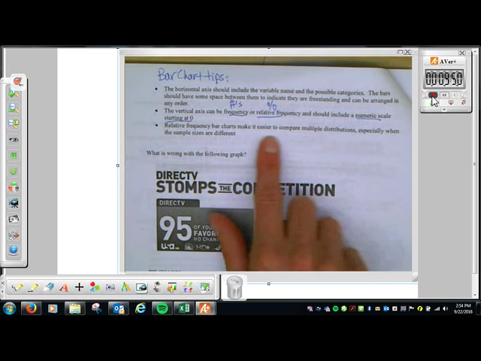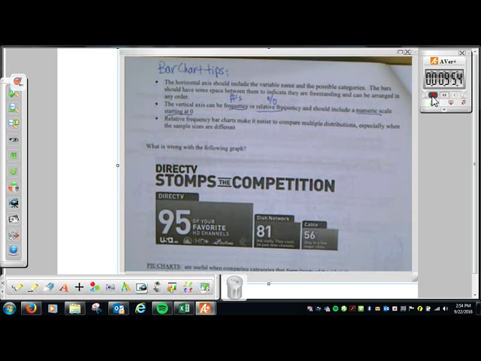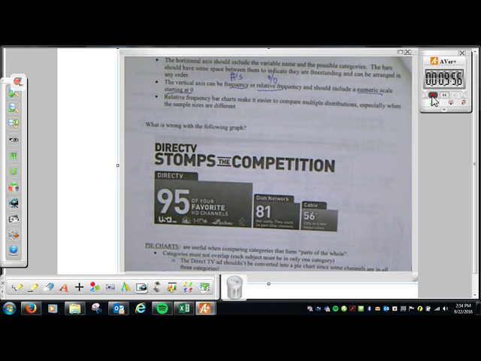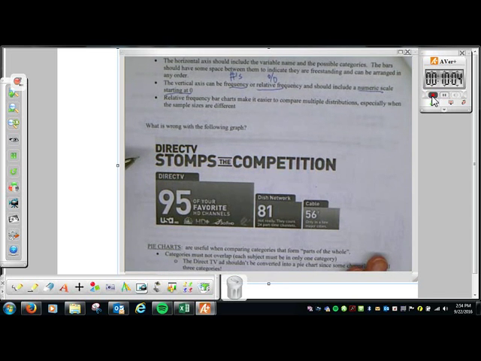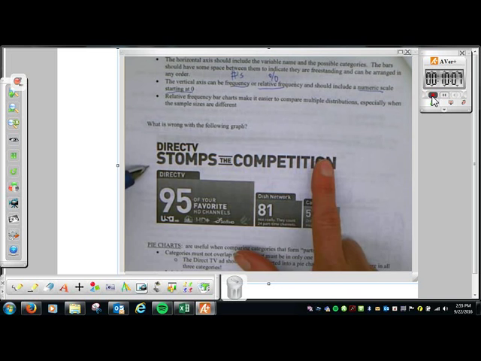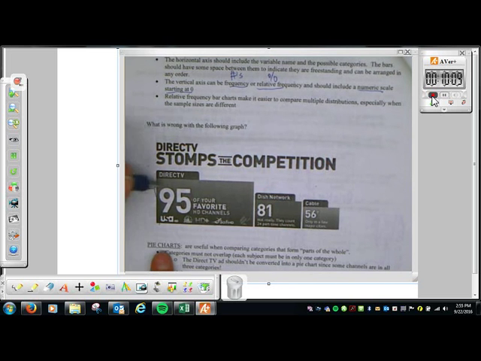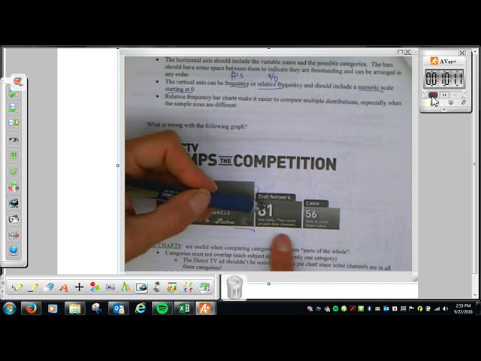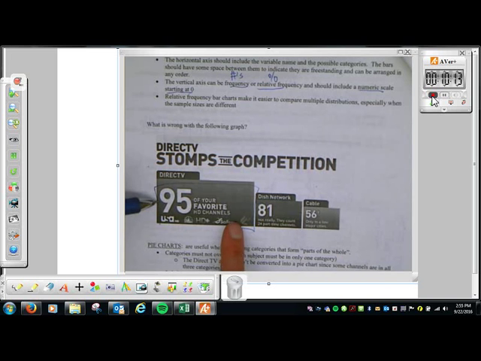Relative frequency bar charts make it easier to compare multiple distributions, especially when the sample sizes are different. Now, we would like to know what is wrong with the following graph. I'm going to quickly go over this because the bell just rang and I'm going to have people coming in here. So, what's wrong with this? If you notice, DirecTV stomps the competition, and it certainly would look like it because its bar is about twice as wide as these other two. So it certainly looks like it's better just because of the size of that bar.